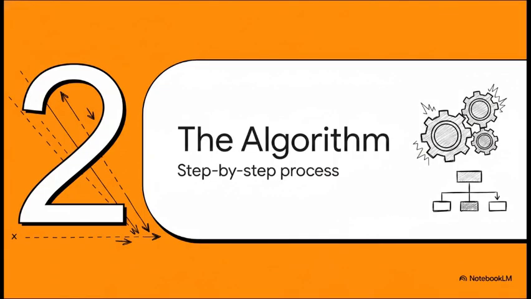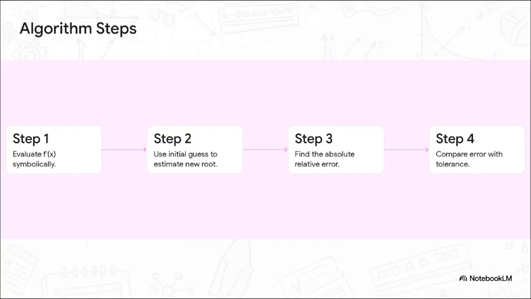Moving on to Section 2, the Newton-Raphson algorithm. Now that we have that geometric intuition of sliding down the tangent line, let's actually open up the computational engine to see how it works step by step. There are basically 4 strict steps a computer executes here. Step 1, evaluate the derivative symbolically. Step 2, take your initial guess and plug it into our homing missile formula to find the new, better root.